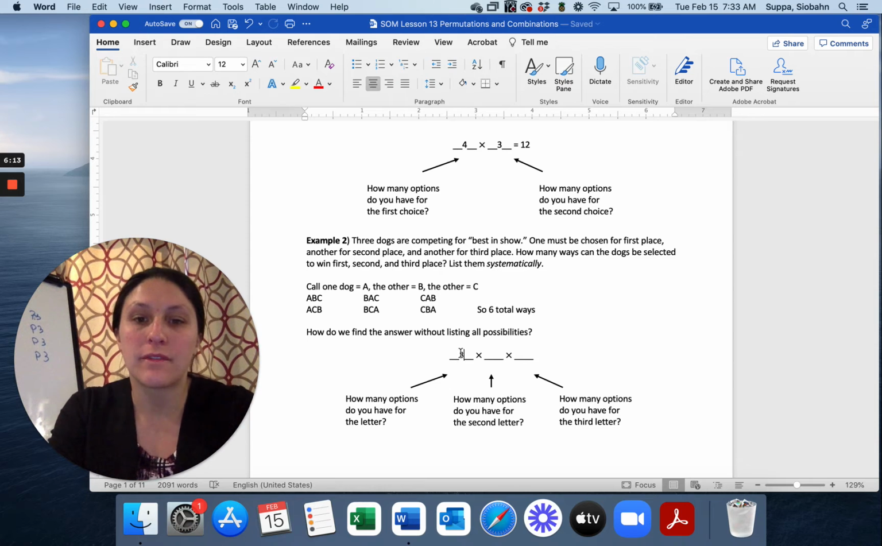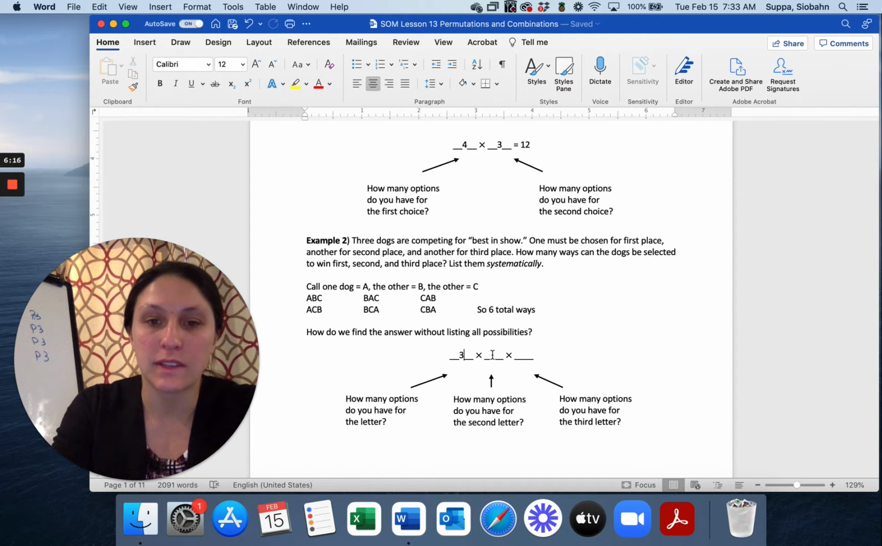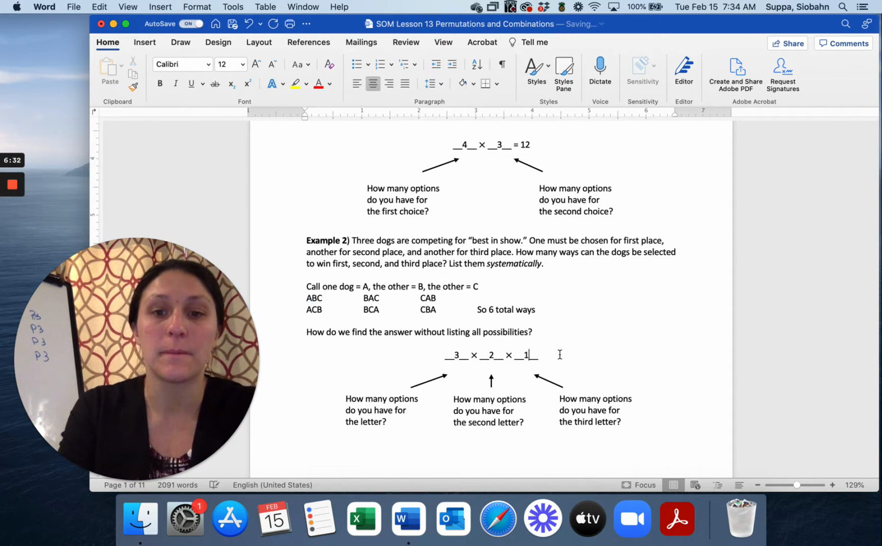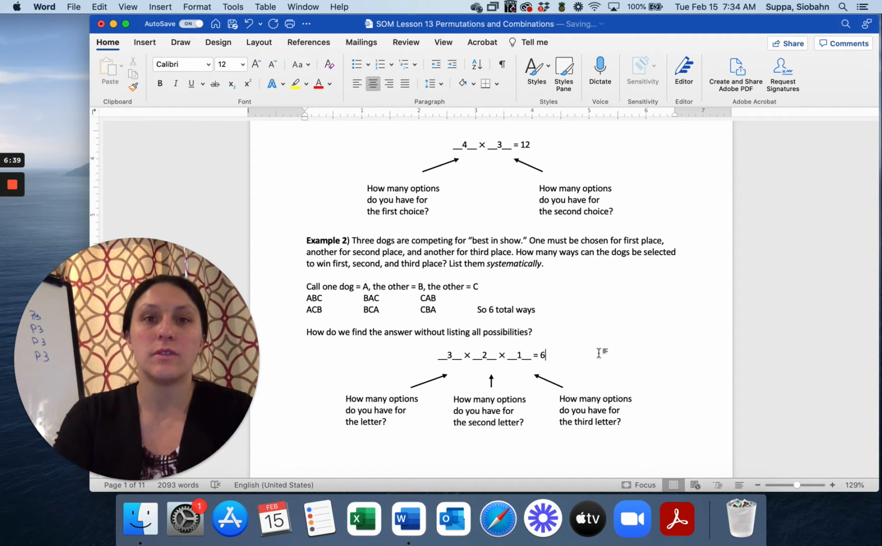Okay, so we have 3 options for who could win first place. Once you pick that first place winner, now you only have 2 options for who could win second place. And once you pick both of these, like once I chose A and B to be my first and second place, I only had 1 option for the last letter that I could write, which is C. So you see that if you do it algebraically, 3 times 2 times 1 is 6. So you get 6 as well.